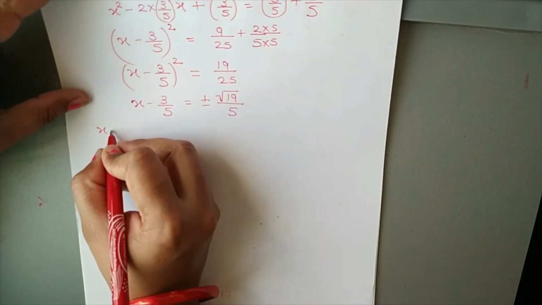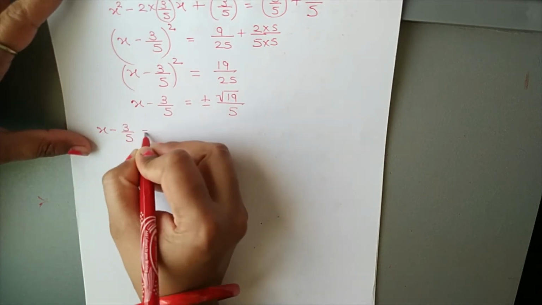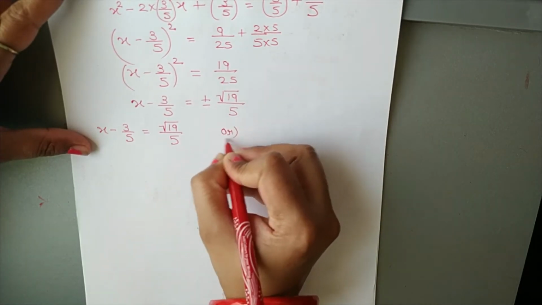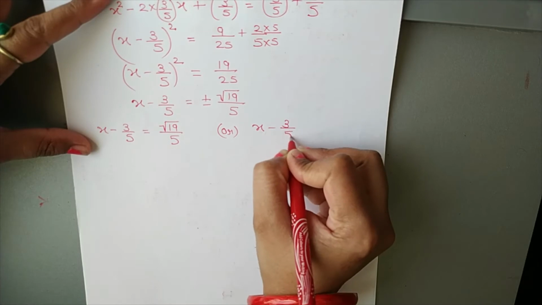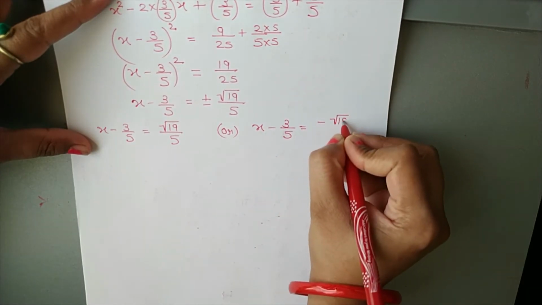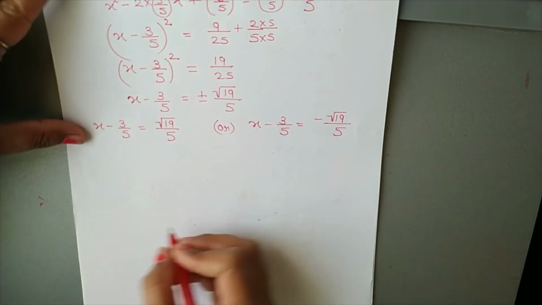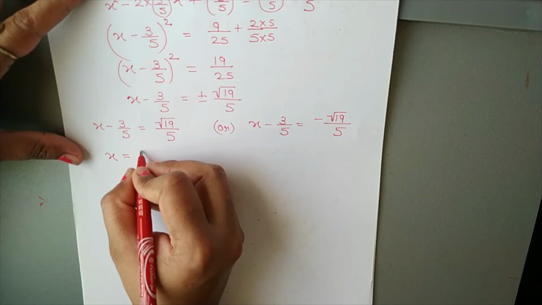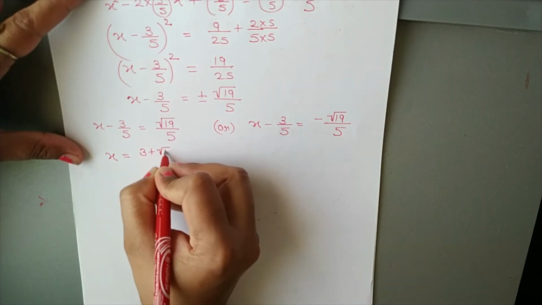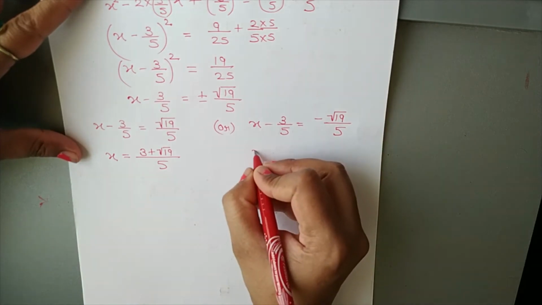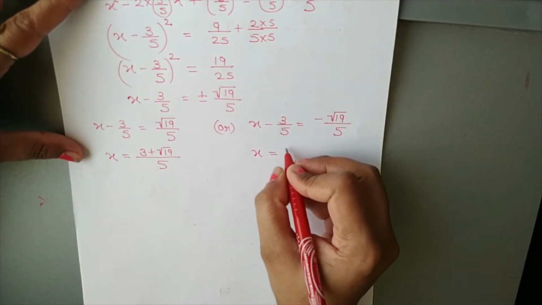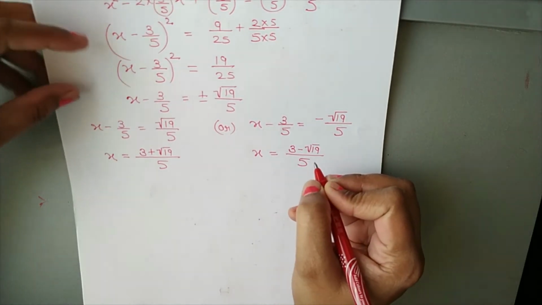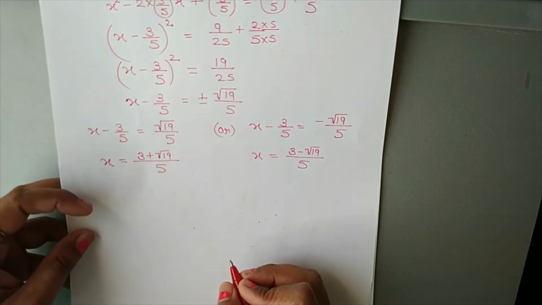At one time x minus 3 upon 5 is equals to positive root 19 upon 5, or x minus 3 upon 5 is equals to minus root 19 upon 5. Okay, so x is equals to, transferring on the right hand side, so it will become 3 plus root 19 upon 5, and another x is equals to 3 minus root 19 upon 5. So these are the roots of the given equation.